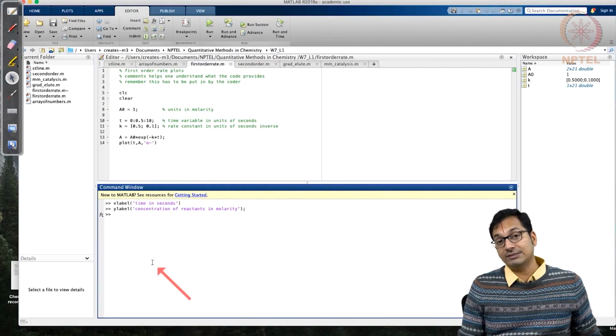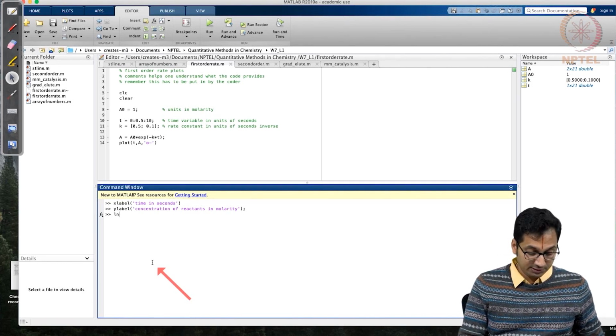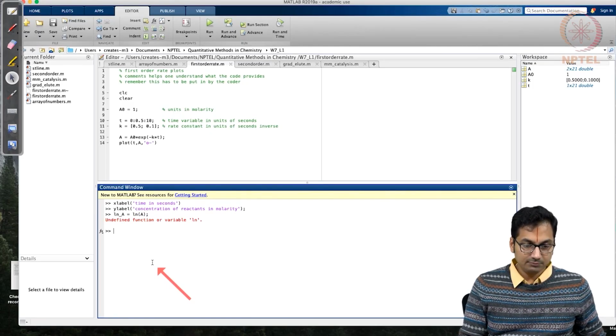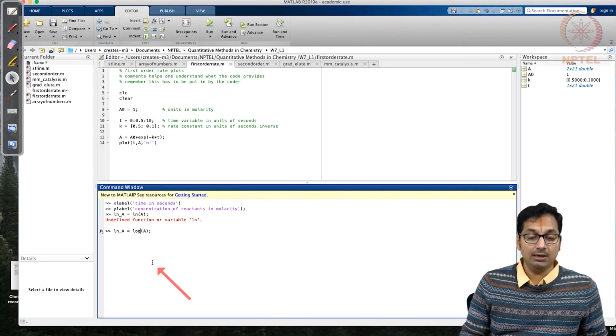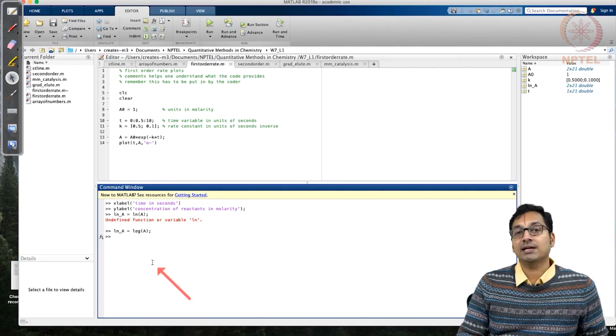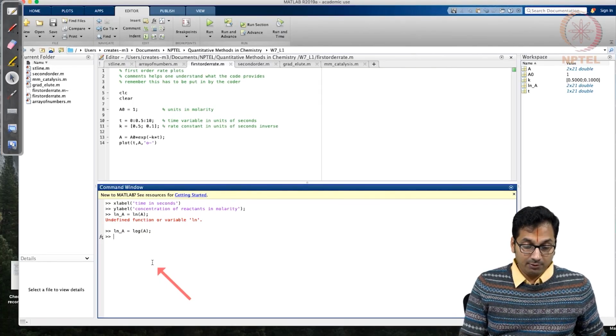One can also try to see whether the ln plot works out. So you can also say ln of A. So MATLAB doesn't like ln, so it's log. Log stands for natural logarithm in MATLAB. And then what you have to plot is log of A as a function of t, so you can also plot.